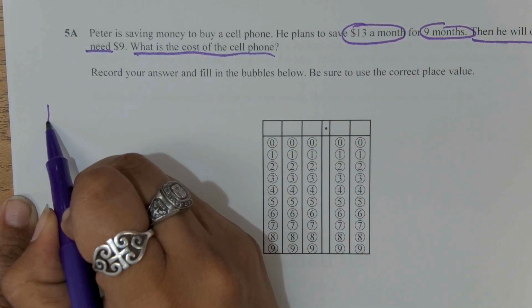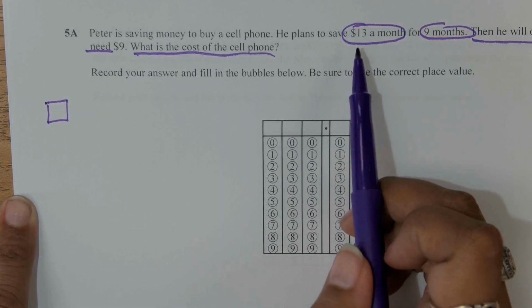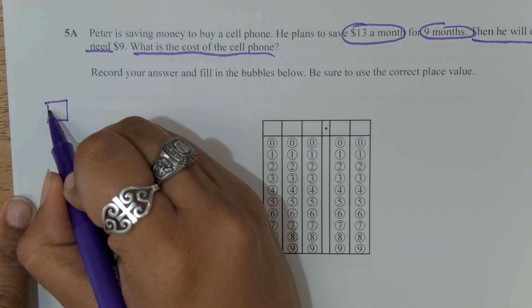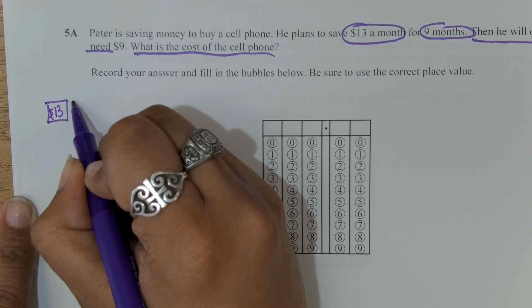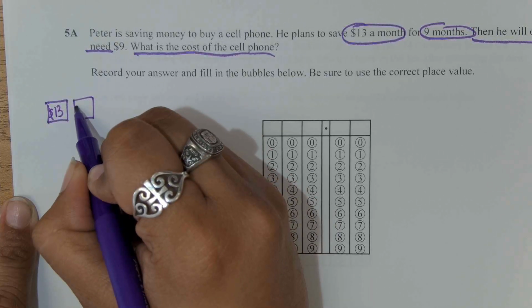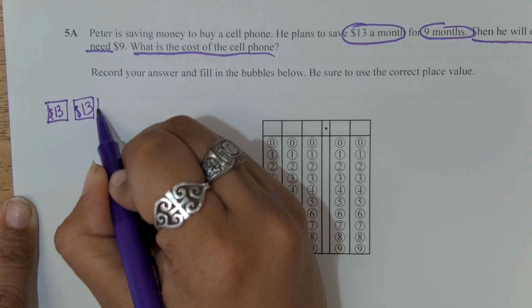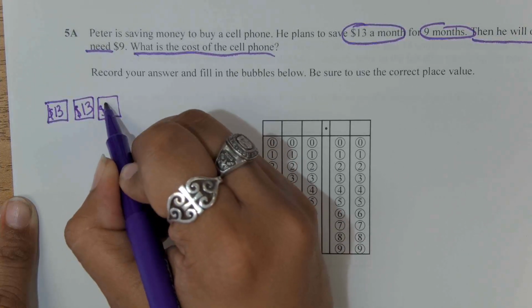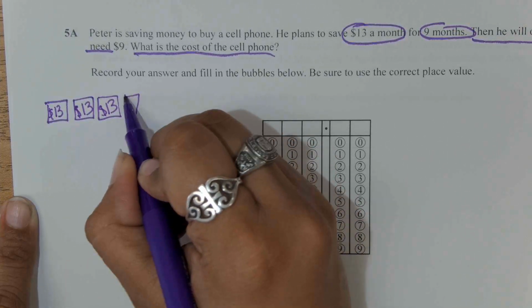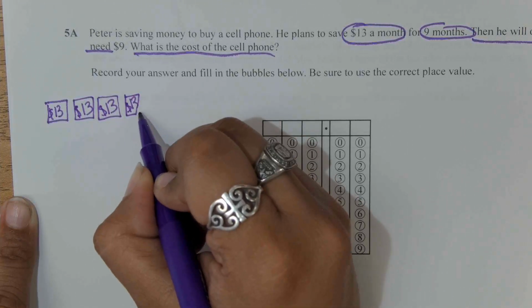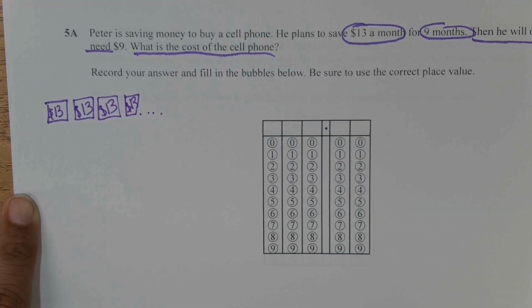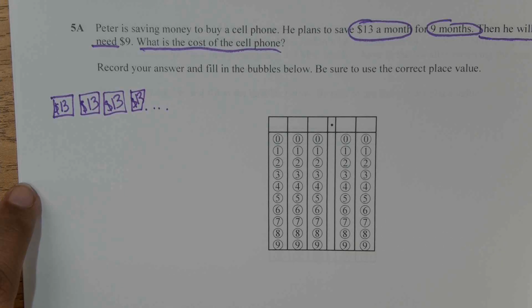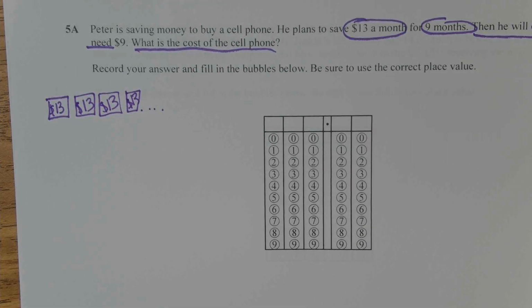So this is month number 1. How much money is he going to save month 1? $13. Month 2, another $13. Month 3, $13. Month 4, on and on and on. So he's going to continue to save $13 for 9 months. So in order to see how much the phone costs, I know that he has to save $13 for 9 months. Then he will only need 9 more dollars.